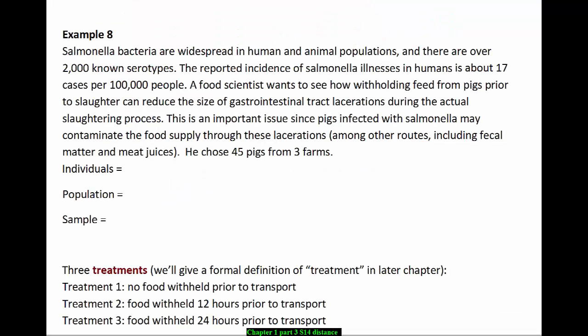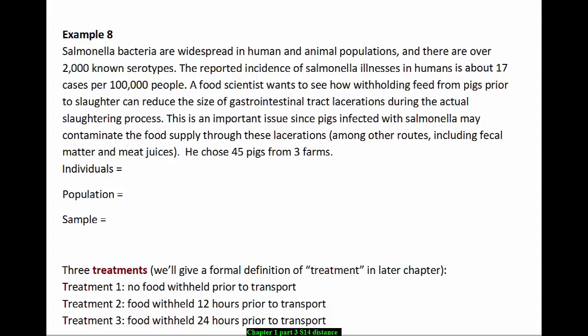Example 8. I don't think this should be example 8, but anyway, that's what it's numbered on our page. Salmonella bacteria are widespread in human and animal populations, and there are over 2,000 known serotypes. The reported incidence of salmonella illnesses in humans is about 17 cases per 100,000 people.